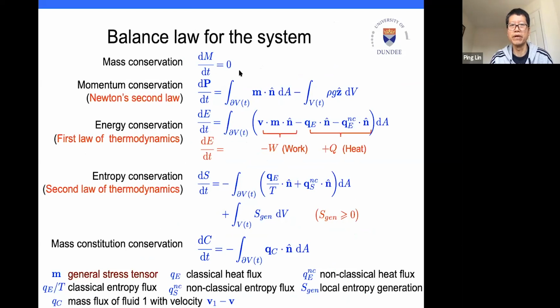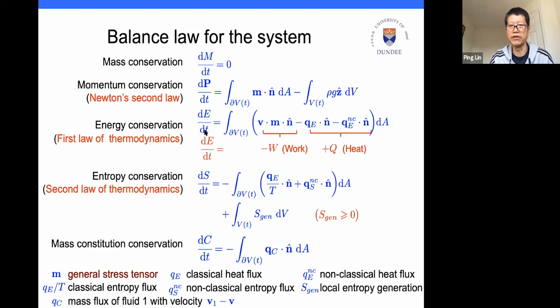You have mass conservation, which we already have the equation for, right? And then you have momentum conservation, or Newton's second law. If you go back to check your university physics course, you will see this kind of equation for momentum conservation, right? The change of momentum can be written in terms of the stress, the force, which is kind of the momentum flux. And this will be the body force, which is gravity, right? Gravity force.